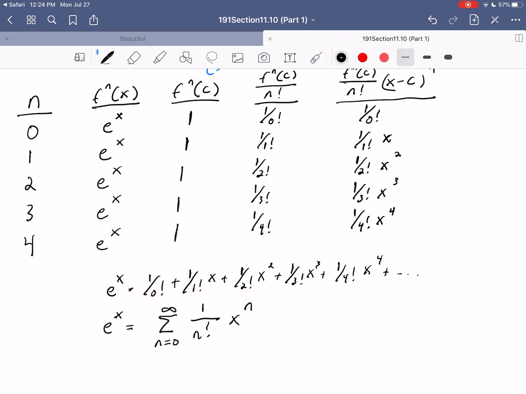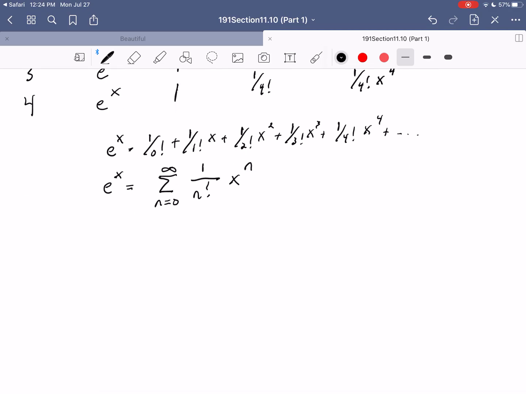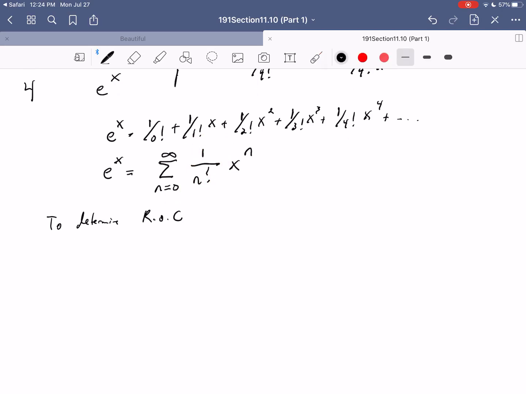Now we want to go ahead and determine the radius of convergence. So to determine ROC, well, remember, if you don't have the radius of convergence already given to you based on a previously established series, we had two ways of determining the radius of convergence for a power series. We said that you could either use ratio or root test. Since there's a factorial in here, we probably want to just go ahead and use ratio.